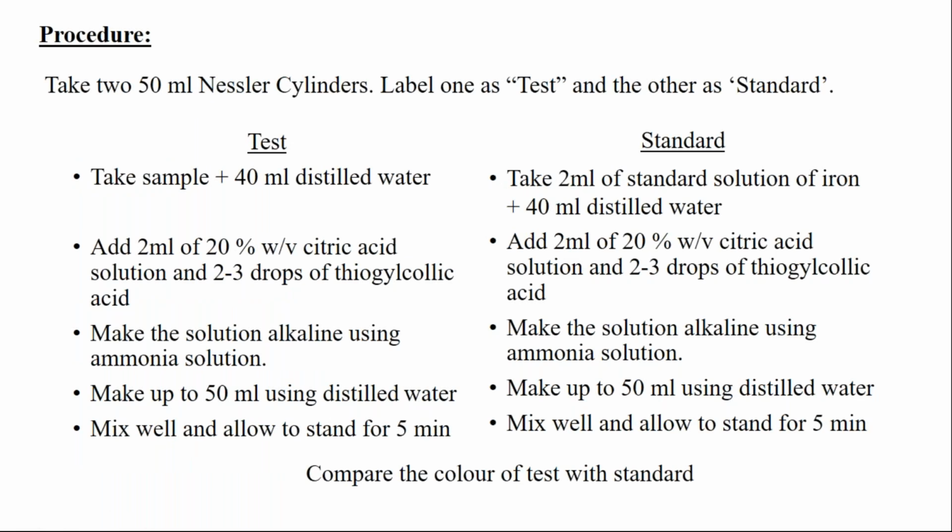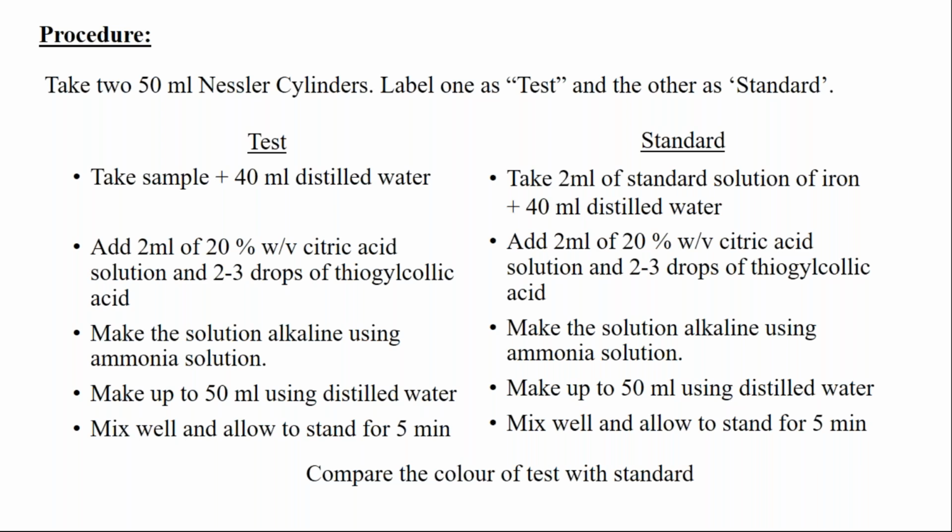So I'll explain the procedure first. Please have a look at the procedure carefully. Okay, and then when I go to the principle, I'll ask you the procedure. Okay, so you're going to take 250 ml Nessler cylinder. As usual, you're going to label one as your test or sample and you're going to label the other as your standard. Now in the test Nessler cylinder, you're going to take whatever is the sample that you have been given and you're going to add 40 ml of distilled water and you're going to dissolve it.